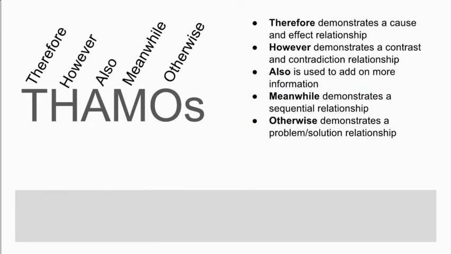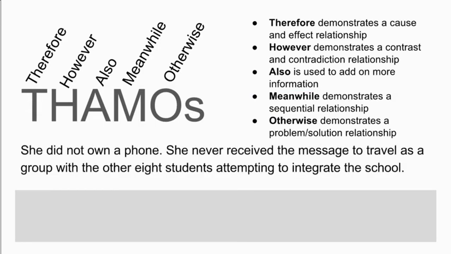The next one, also from the Little Rock paper. She did not own a phone. She never received the message to travel as a group with the other 8 students attempting to integrate the school. Think about what relationship is demonstrated here, because I know that we're going to delete the period and replace it with a conjunctive adverb. Pause. Therefore, exactly.